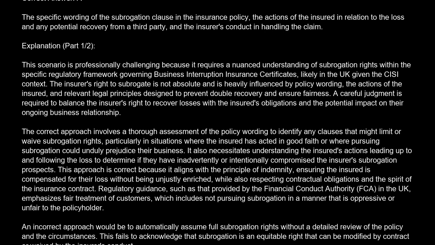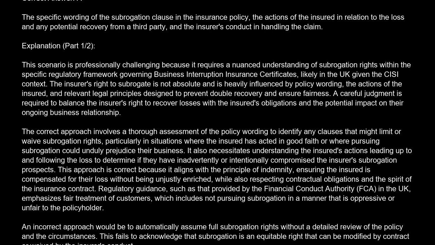The correct approach involves a thorough assessment of the policy wording to identify any clauses that might limit or waive subrogation rights, particularly in situations where the insured has acted in good faith or where pursuing subrogation could unduly prejudice their business. It also necessitates understanding the insured's actions leading up to and following the loss to determine if they have inadvertently or intentionally compromised the insurer's subrogation prospects.